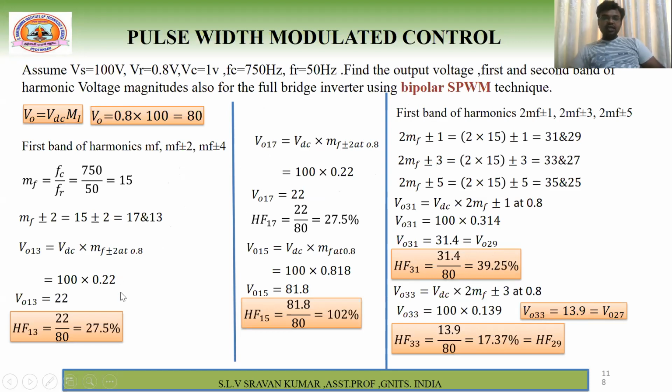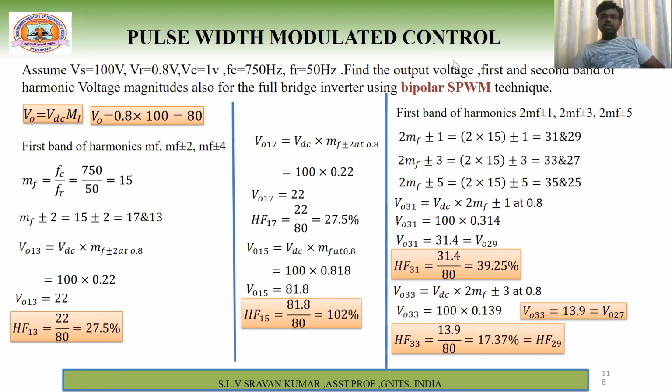So now we will see this one. First, what is the value of 13? 27.5. What is the value of 15? 102%. Understand? Now we'll see this value by using your sine PWM technique. Along with this, I will also go for pole voltage. What is this pole voltage? Earlier I discussed the pole voltage formula is VDC by 2 into modulation index. VDC by 2 means 100 by 2 into modulation index 0.8, right? So 0.8 into 50 means you get 40 volts pole voltage. Please remember this. And what is the fundamental output voltage we got? 80 volts. Understand what I am saying?